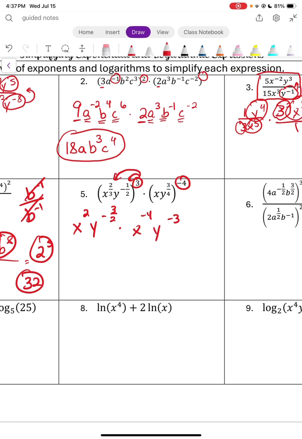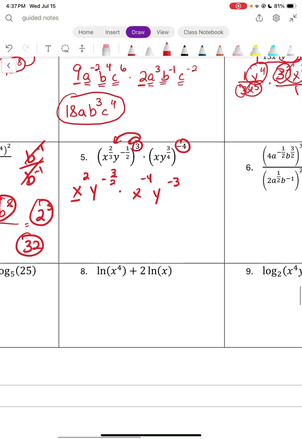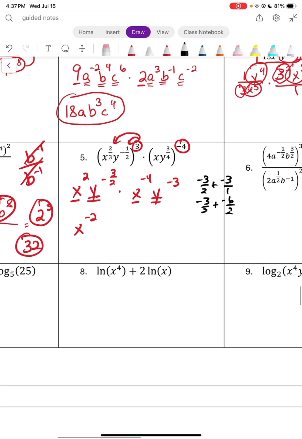Then you work it the exact same way. To combine x with the x's, you're going to add the exponents. That's going to give you x to the negative 2. To put your y's with the y's, you're going to add exponents. You might have to come over to the side and say, okay, what's negative 3 over 2 plus negative 3? We'll need a common denominator. That'll be negative 3 over 2 plus negative 6 over 2, which is negative 9 over 2. So there's your exponent there.